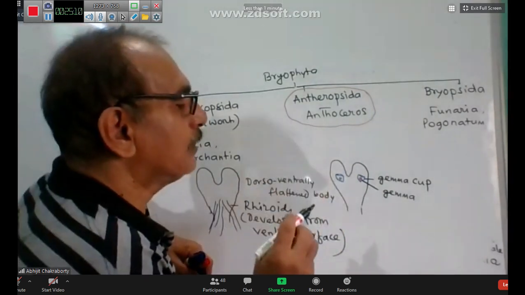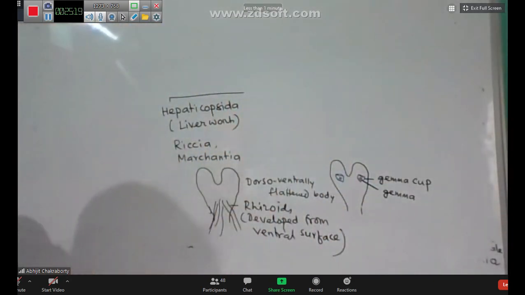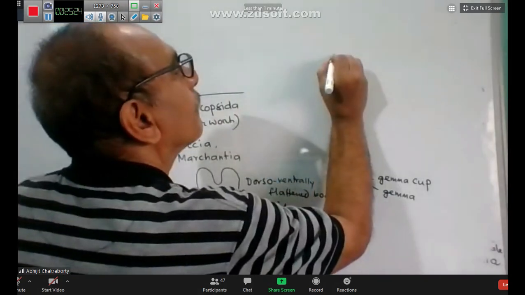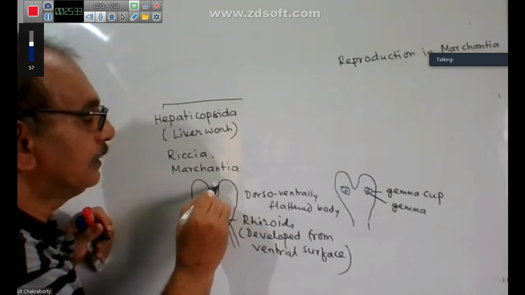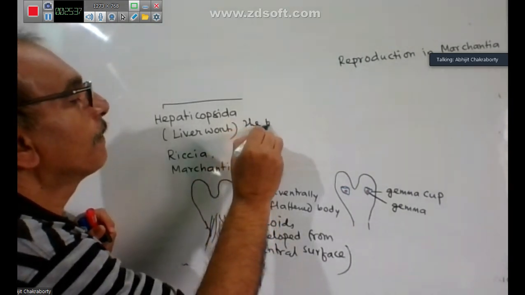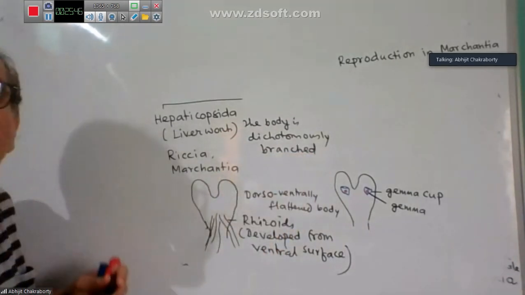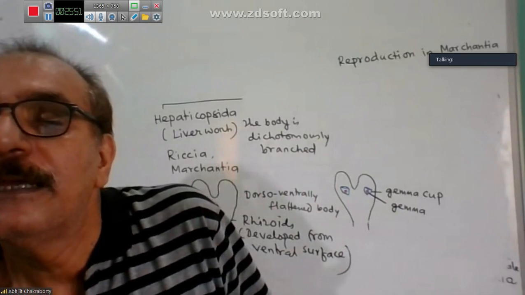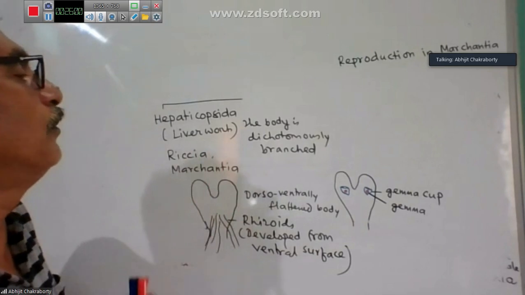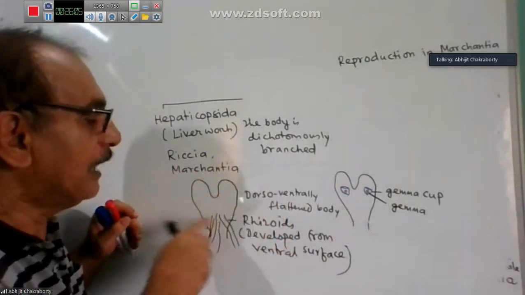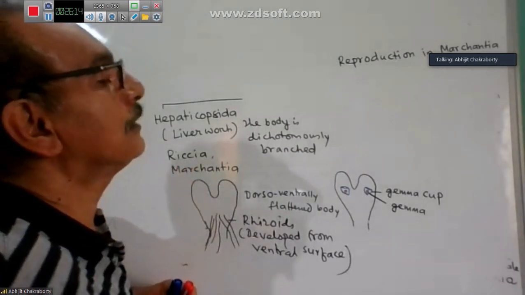So in terms of reproduction in Marchantia, the body is dichotomously branched. This branching pattern is called dichotomous branching, which means the body is found to be bifurcated at the tip. The body is dichotomously branched, dorsoventrally flattened, with rhizoids developed. So this is the basic structure as it is found in Marchantia. Now reproduction in Marchantia.